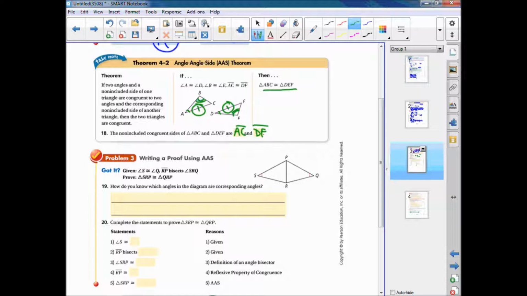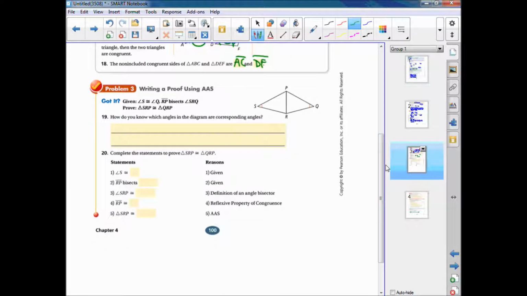Okay. All right, write a proof using angle side. So given that angle S and angle Q are congruent, so that's why they have the red marks here, and that RP, this segment, bisects SRQ, so it bisects this big angle SRQ. We want to prove that the left triangle SRP is congruent to the right triangle QRP.